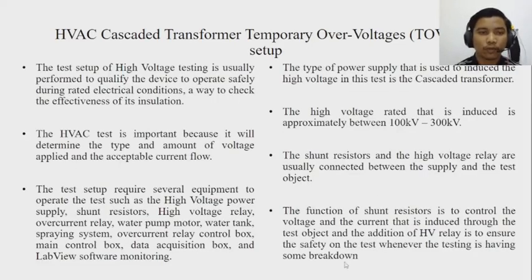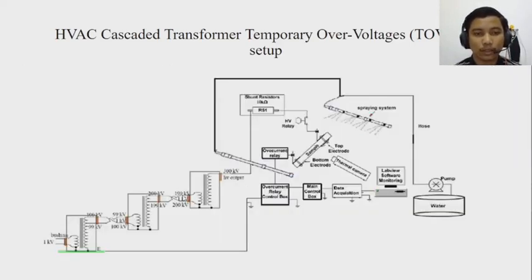For the explanation, the test setup is usually performed to qualify that the device operates safely during real electrical conditions, and as a way to check the effectiveness of its installation. The HVAC test is important because it determines the type and amount of voltage applied and the acceptable current flow to the insulator. The test setup requires several pieces of equipment: the cascaded transformer, overcurrent relay, thermal camera, spraying system, shunt resistor, and the monitoring system.